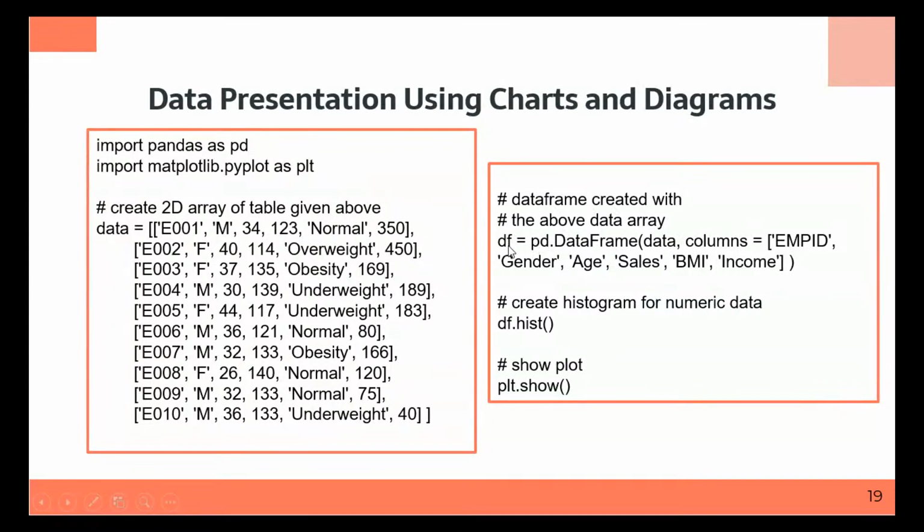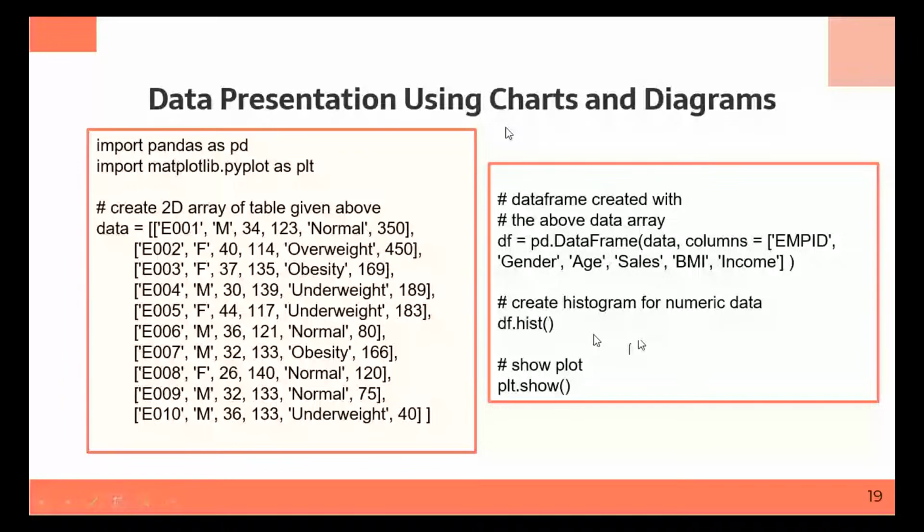Here we have df equal to pd, that is pandas, dot DataFrame, and then the data is supplied to create the frame. Here we have EMPID, gender, and all of them, given as a list of column names. Here we are going to create a histogram. We can also create different graphs, but we are using a histogram. hist is the short form of the function name. And at last we have to write the statement plt.show. Without this statement, the graph will not be displayed.